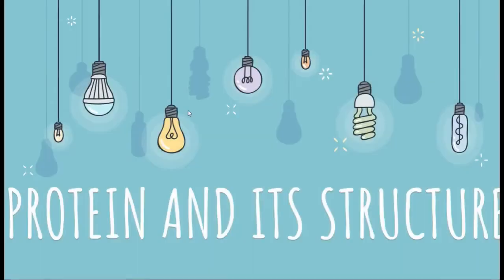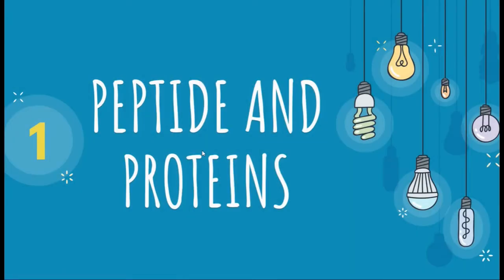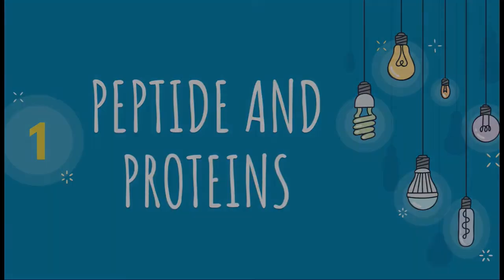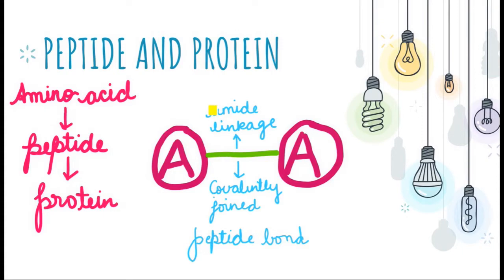So today's topic for this video is protein and its structure. Let's begin with peptides and proteins. What are peptides and proteins? If you see my last video, I have described what amino acids are. So proteins are made up of amino acids. When multiple amino acids join together, they form a peptide, and when multiple peptides are joined together, they form a protein.